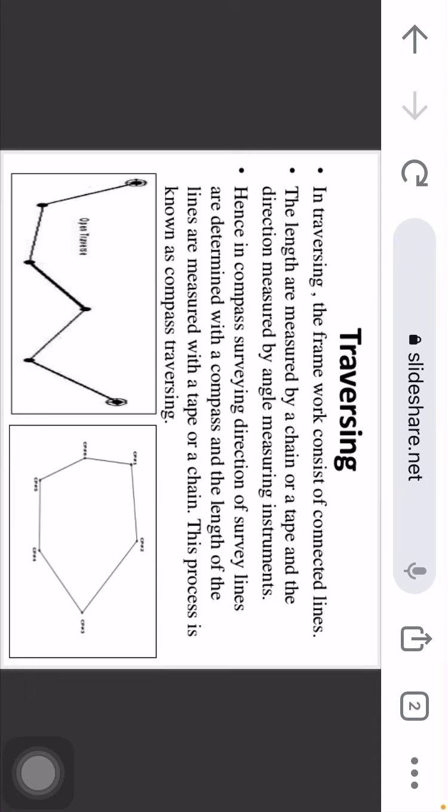It is called a closed traverse. Why? A closed traverse is a geometrical figure. When we start with the first point of the compass surveying, and your last line closes with the first point, that is called closed traversing. If your last line does not end at the first point, it is called an open traverse. That is your left side figure.